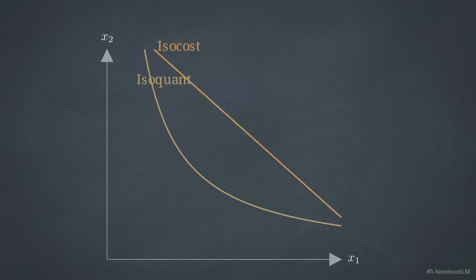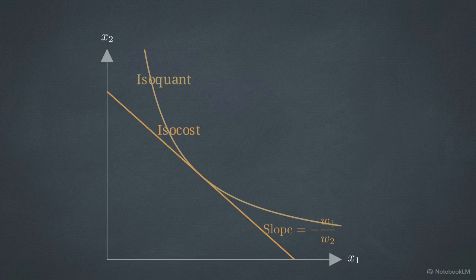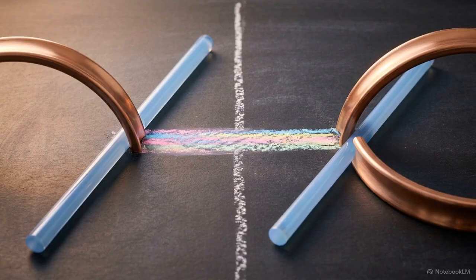The isocost line represents combinations of inputs that carry the exact same total cost. The slope of this line is determined by the ratio of the input prices, W1 over W2. To minimize cost, we shift the isocost line as close to the origin as possible while still touching the isoquant curve. At this tangency point, the internal technical rate of substitution matches the external market price ratio. Cost minimization is geometrically identical to profit maximization. Both seek the exact coordinate where technological trade-offs align with market prices.